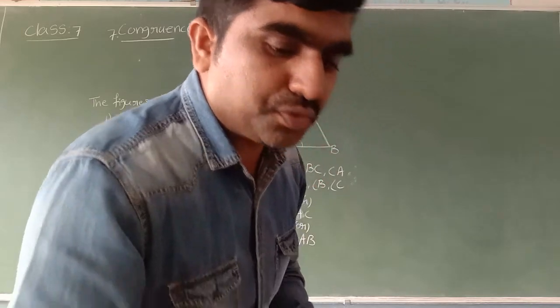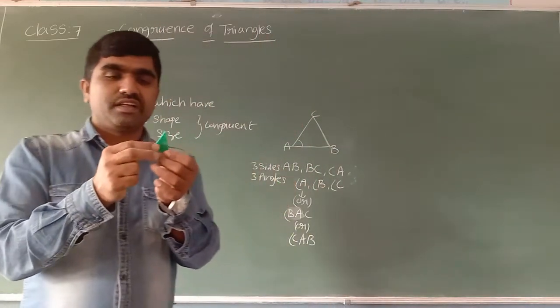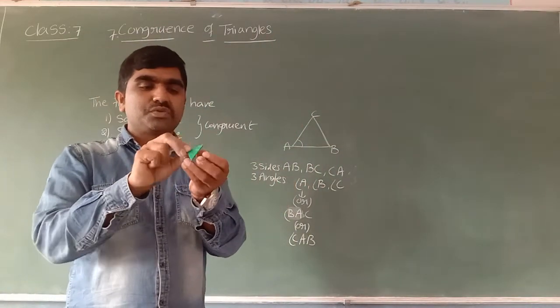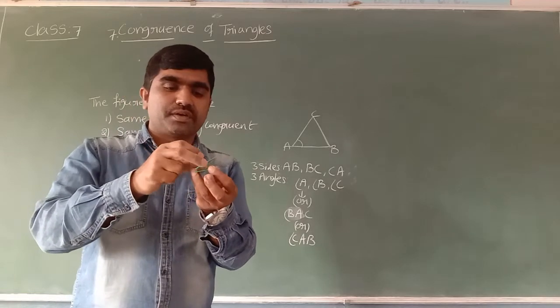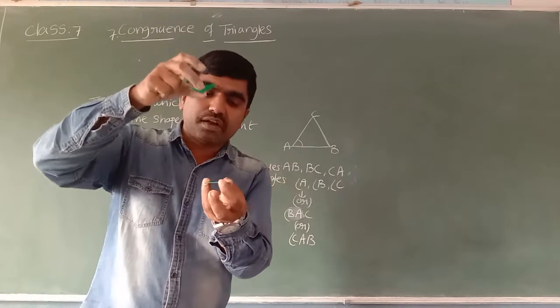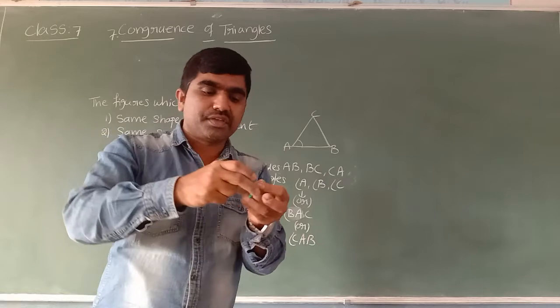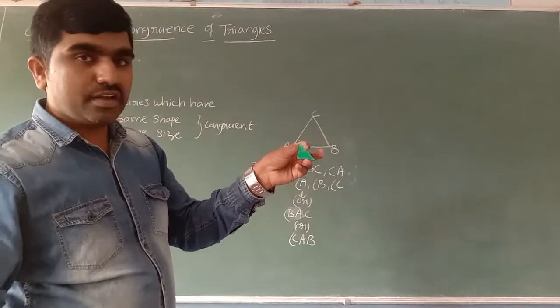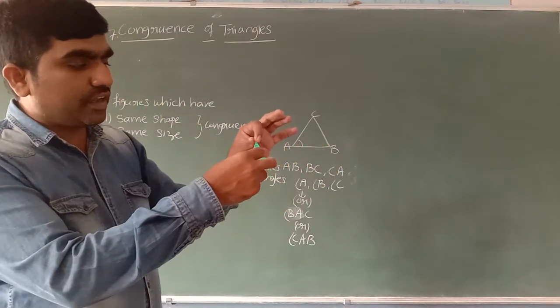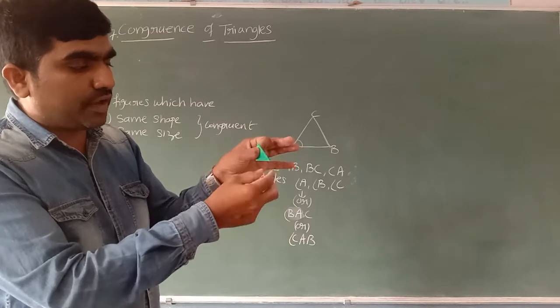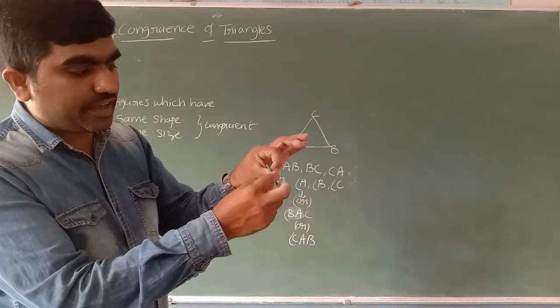Now you can see here two triangles. Even these two triangles also. Here we have two triangles. When I keep one triangle over the other triangle, both will coincide exactly. When I keep one triangle over the other triangle, both will fit exactly.